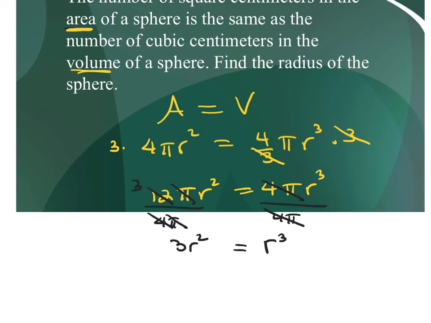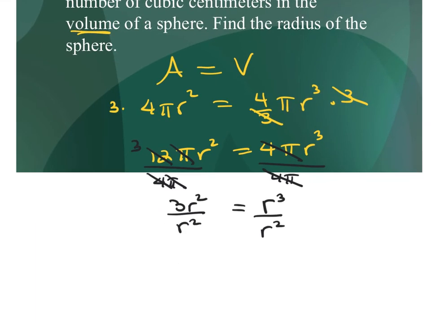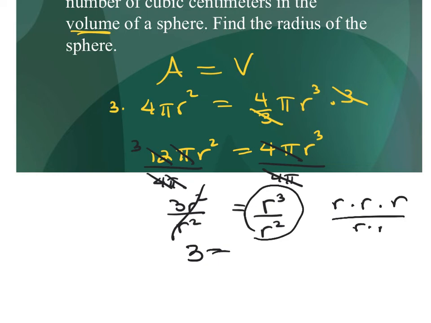I still need to solve for r, so I'm going to divide both sides by r squared. This cancels. Remember, when you have exponents, you subtract them, or you could think of this as r over r. Cancels, cancels, and you're left with the radius is equal to 3.